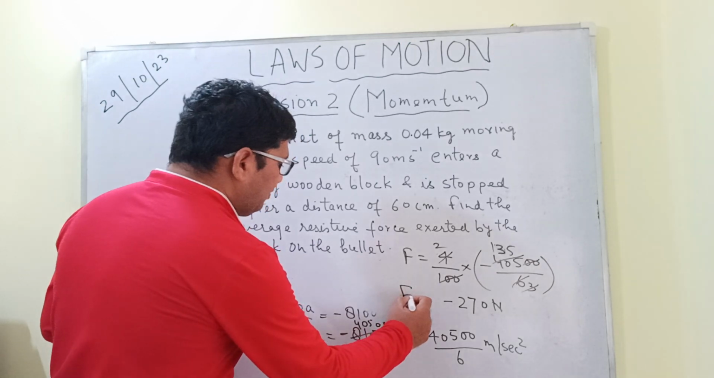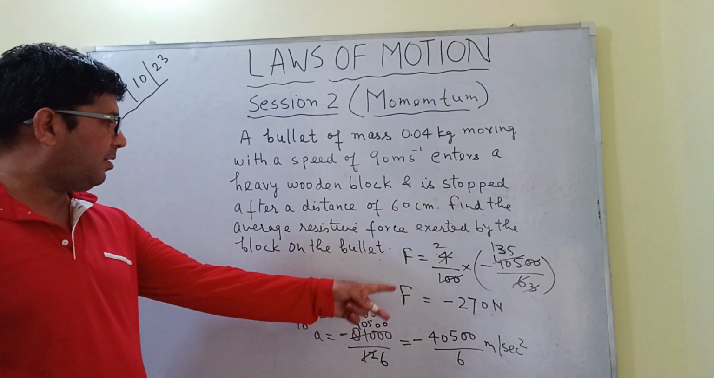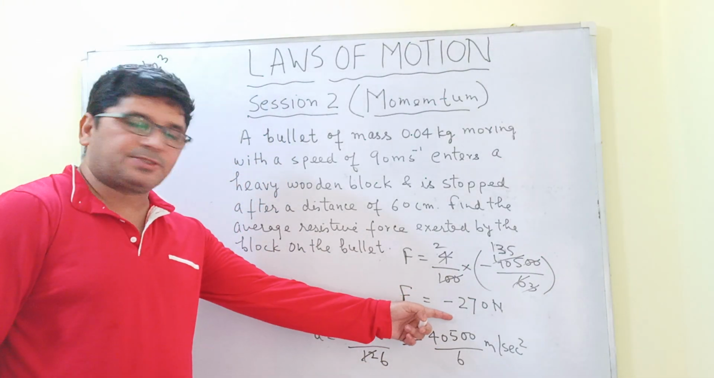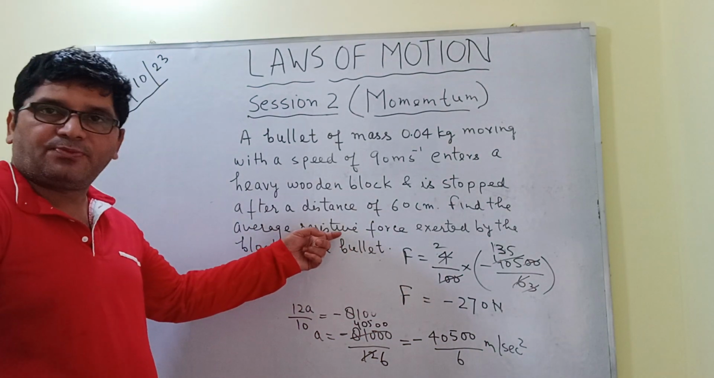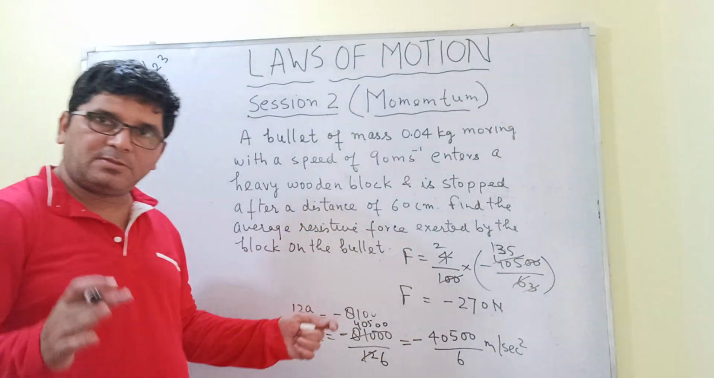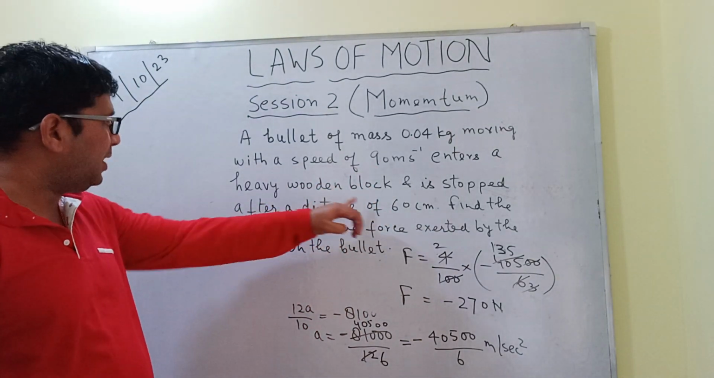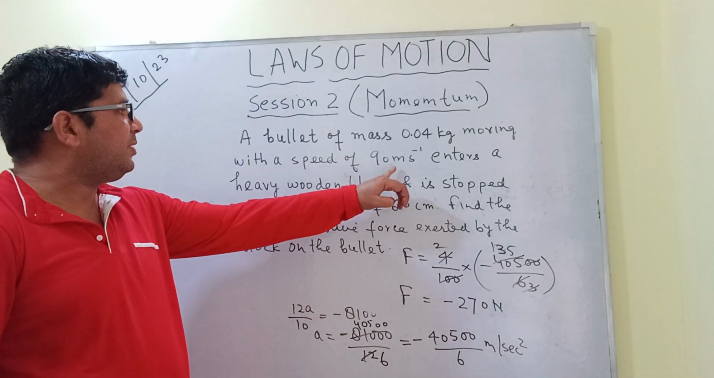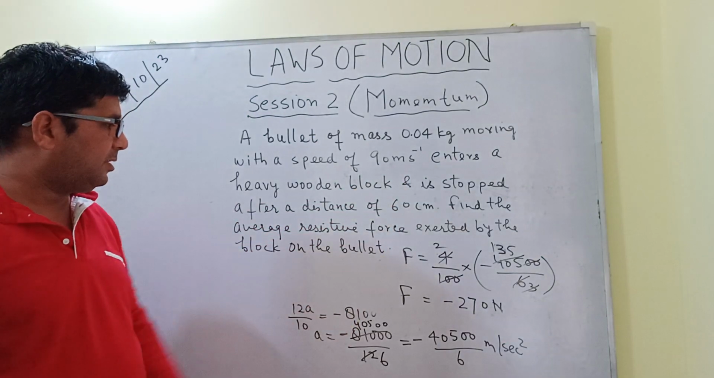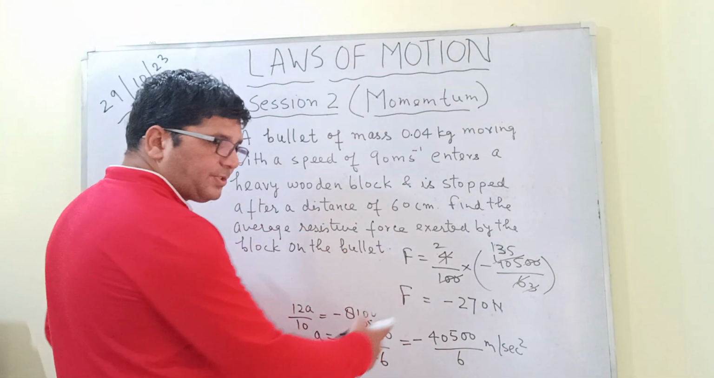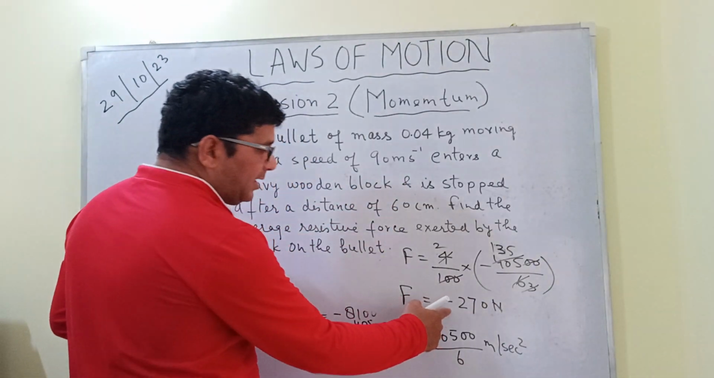ठीक है, माइनस क्यों आ रहा है, बिकॉज दिस इज ए रेसिस्टिव फोर्स. ठीक है, दिस इज trying to stop this bullet, the bullet which is moving with a certain velocity. So this is because it is a resistive force, and because of that we are getting this minus sign.